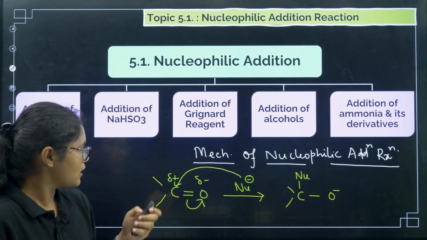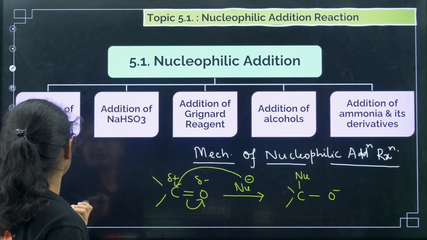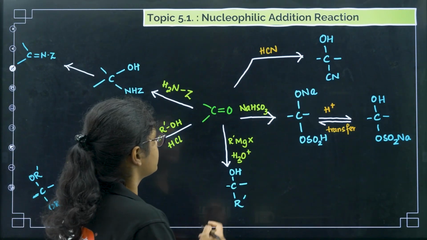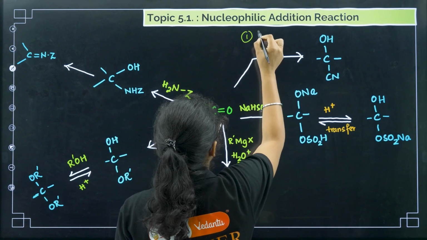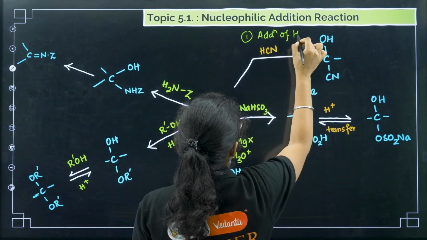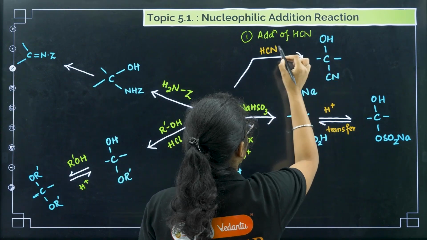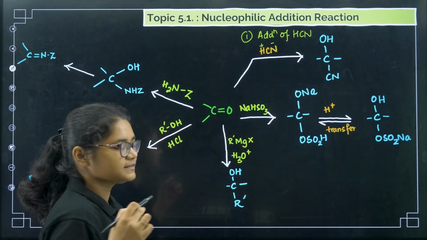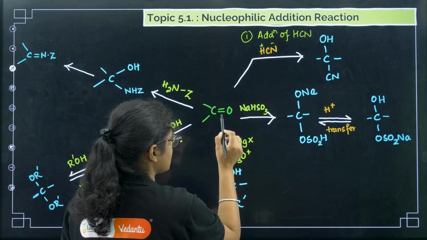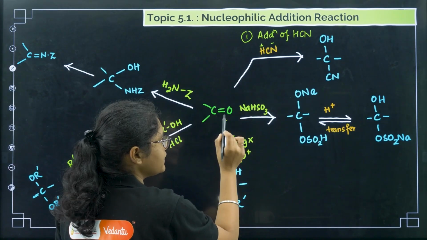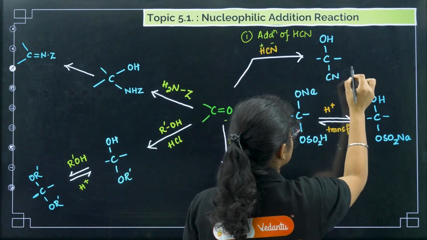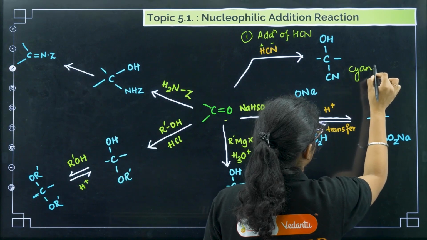Okay. So now let us start with the first one, that is addition of HCN, right? So here if you remember, this is H plus and CN minus. So which is the nucleophile? CN minus is the nucleophile. So CN minus will attack on this carbon and the bond will shift here and we will get O minus, and this O minus will abstract this H plus to get this compound. Okay, and this compound's name is cyanohydrin.